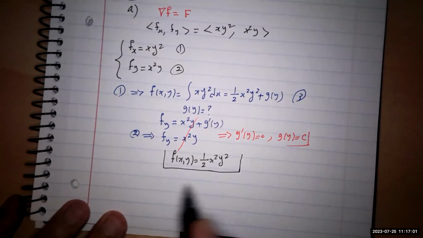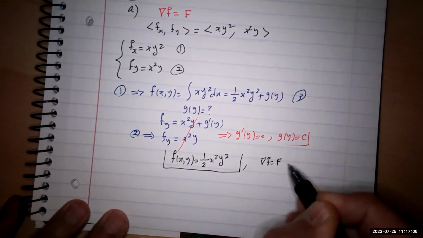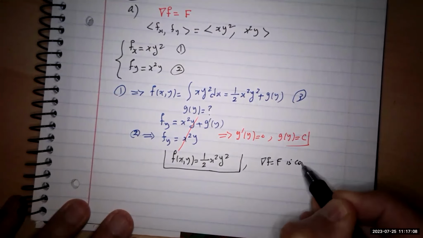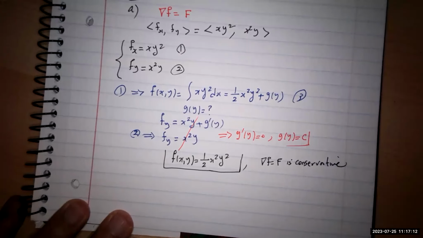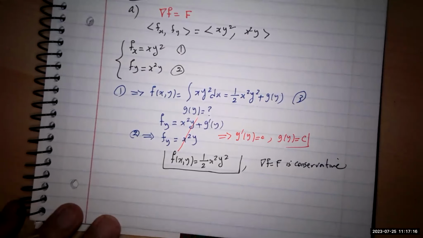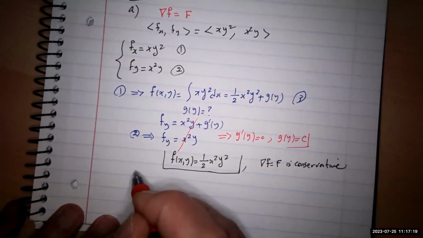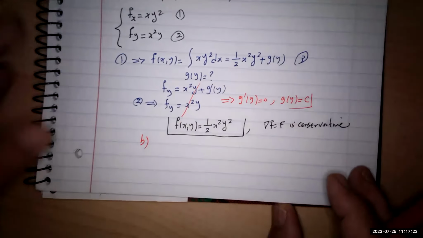Okay, so this is going to be one. So this means this is it, and f is conservative. It's going to be a conservative force. Now we can quickly go to part B and use the fundamental theorem of calculus for line integrals to get our result.